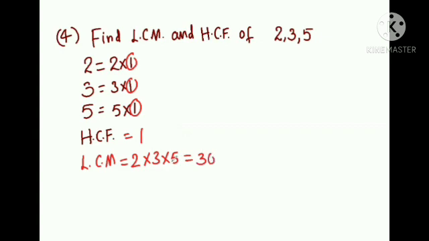So you can conclude that for prime numbers like this, HCF is always 1, and LCM is the product of the given numbers. No need to do the listing method or division method or prime factorization method. You can simply multiply the prime numbers to know the LCM of the given numbers. So LCM is equal to 2 into 3 into 5.